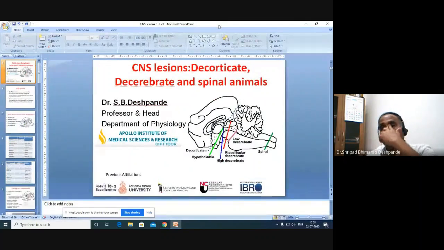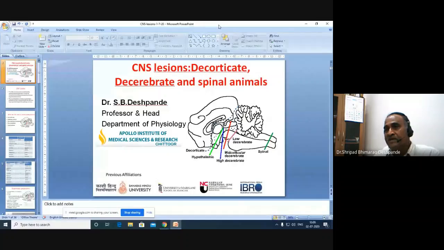Okay, we want to see the various central nervous system lesions. These lesions mean the sectioning at various levels, and these were done in cats. Usually, these experiments were done in cats, and whatever they manifested would be taken and compared with the human disease conditions.